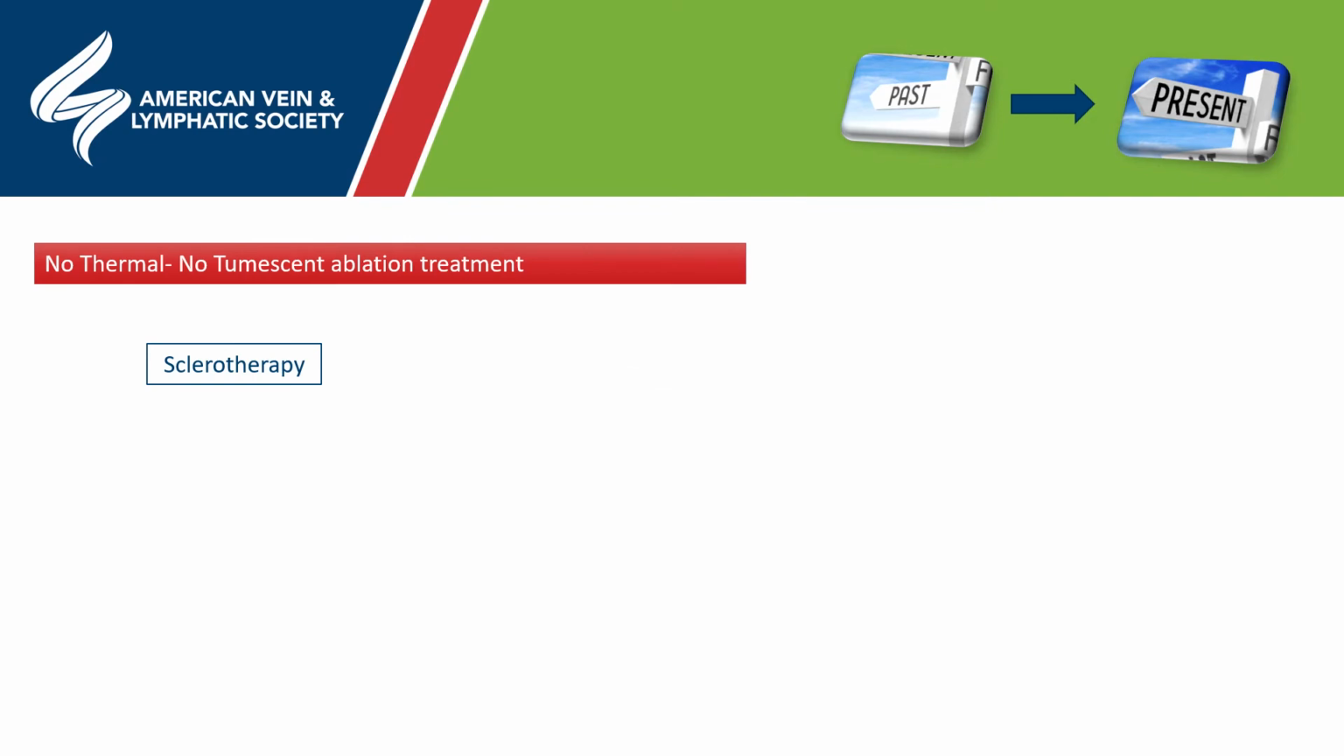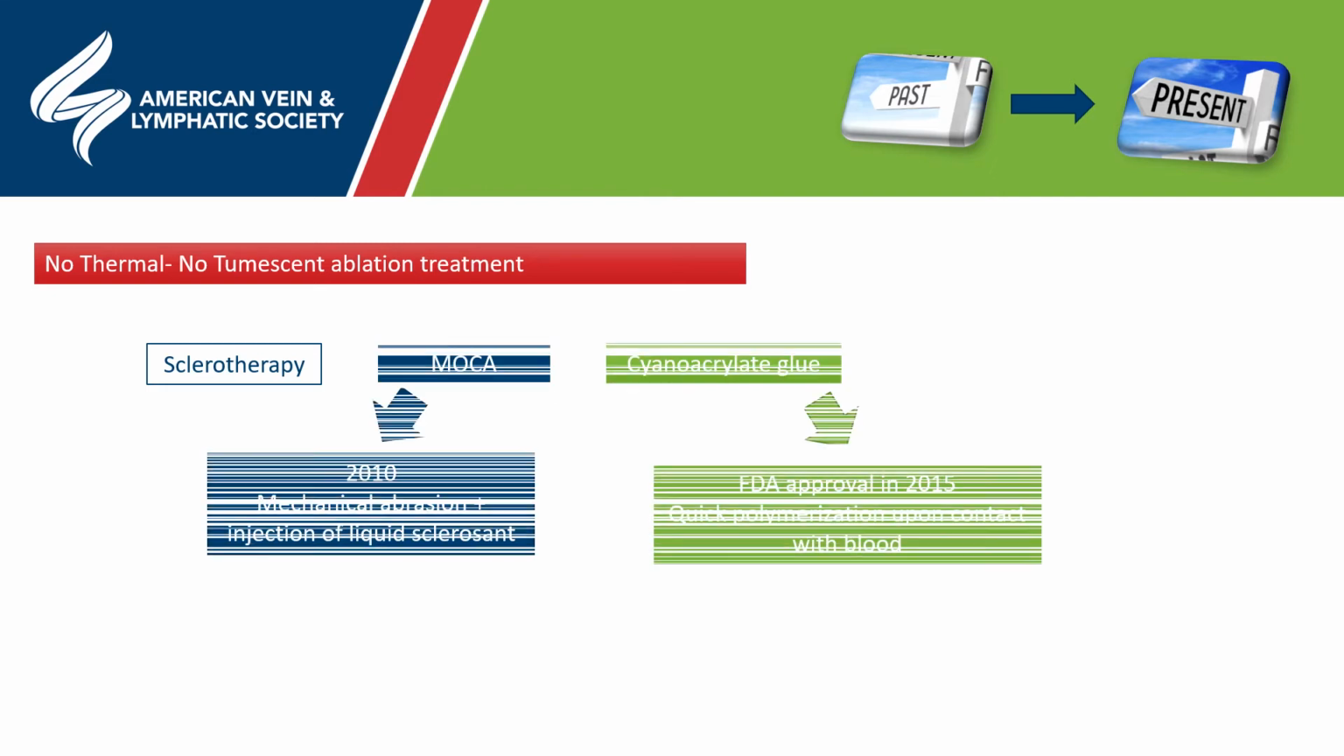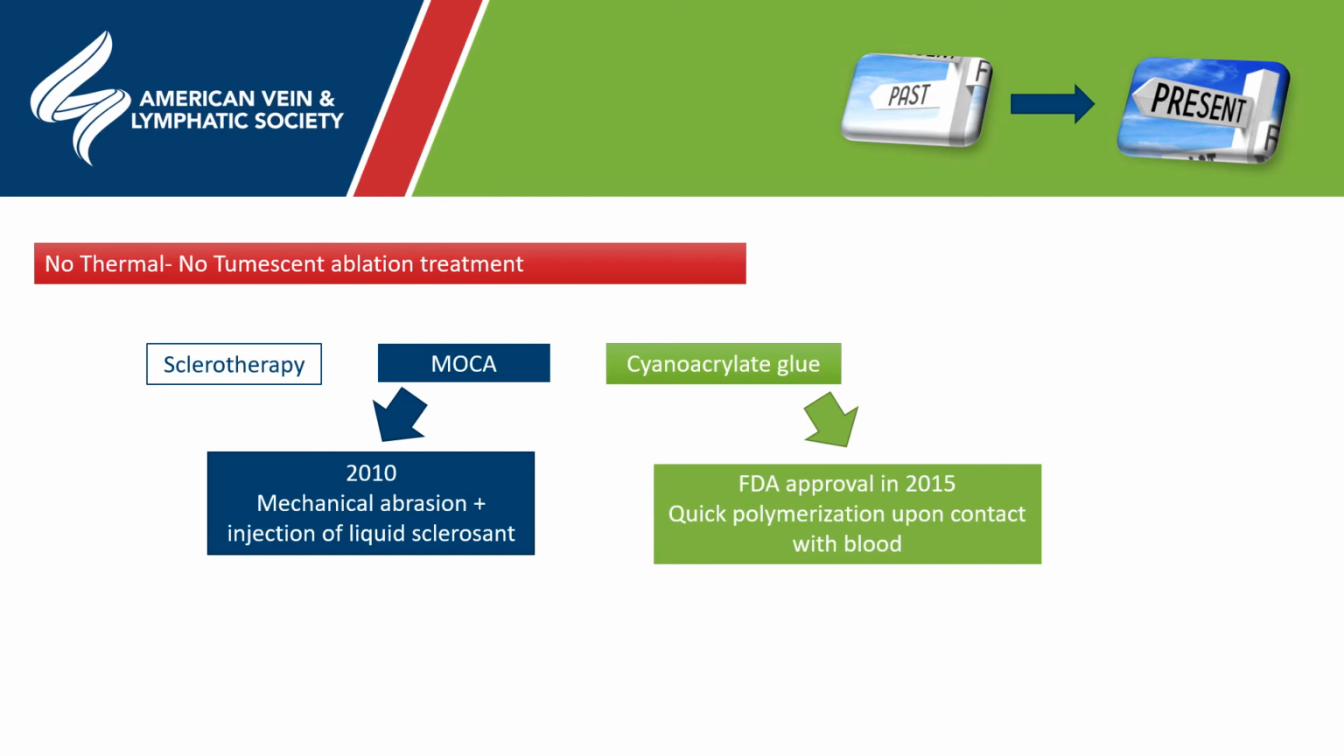And the second type of techniques are non-thermal non-tumescent ablation treatments. Sclerotherapy remains the first known technique of this category. I'm not going back on it. MOCA, or mechanical occlusion chemically assisted ablation, was introduced in 2010. The aim is to combine mechanical abrasion of the vein wall and simultaneous injection of sclerosant.